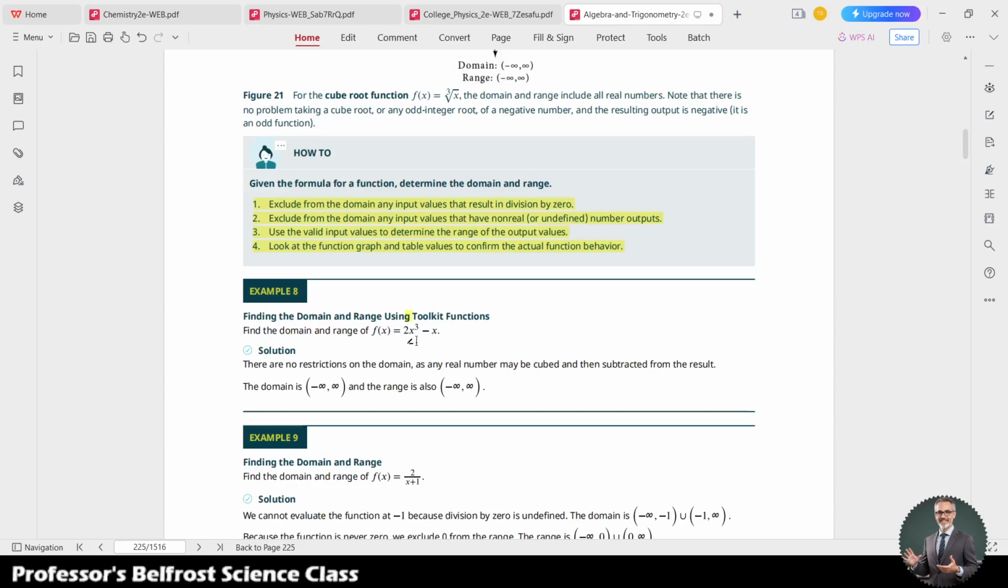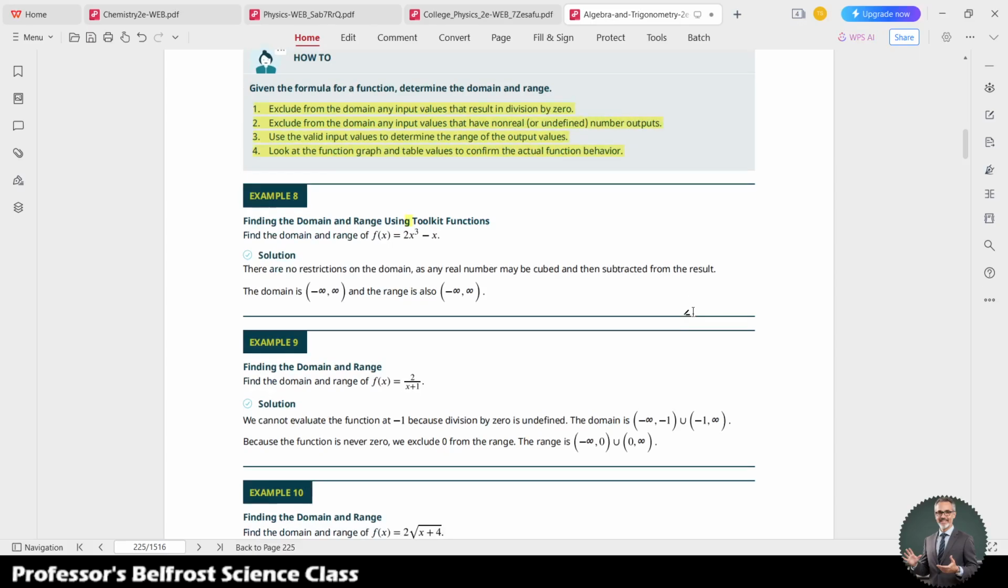For the first function, it has no restriction of the input or the domain, as well as the second function. So the domain is from minus infinity to infinity, intersect minus infinity to infinity. Both have the same domain, so you just pick one: minus infinity to infinity. How about the range? The range is the same. It can go from minus infinity to infinity. So it's actually very simple.